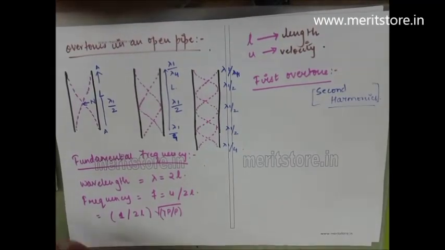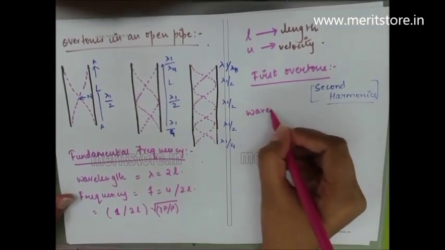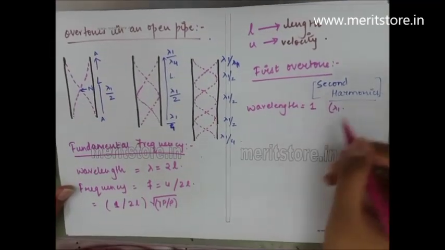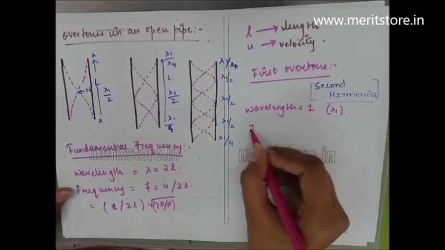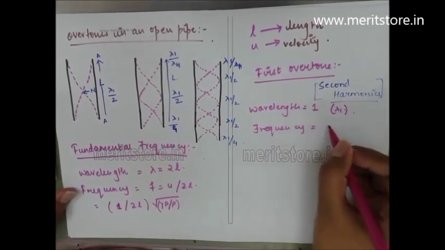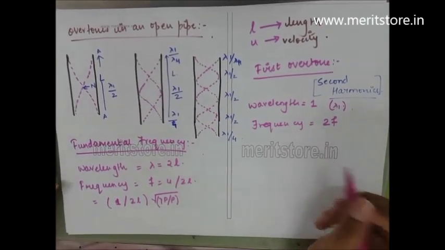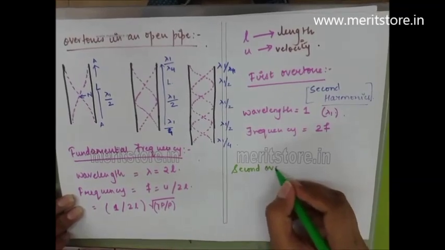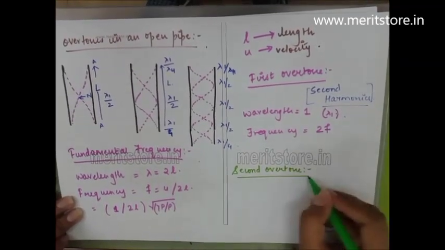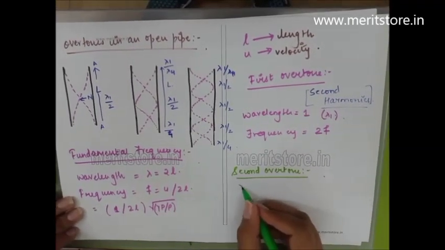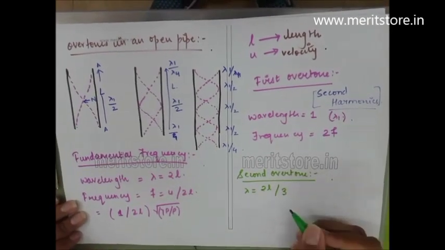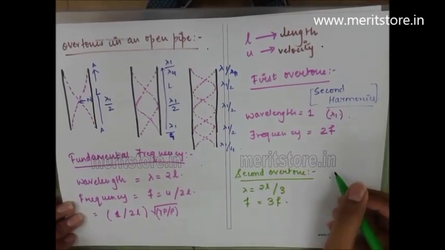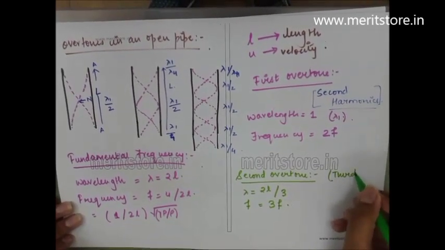It is given as the wavelength lambda 1 is equal to L and the frequency is 2f. For the second overtone, the wavelength is given as lambda 2 and the frequency is given as 3f. The second overtone is also known as third harmonic.